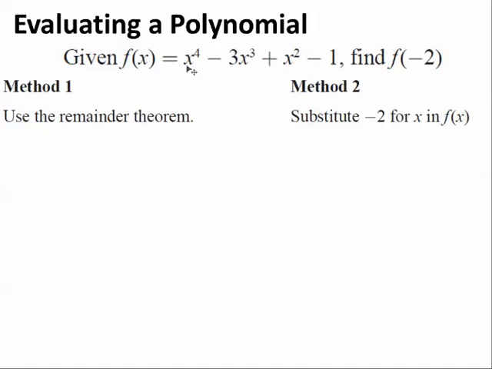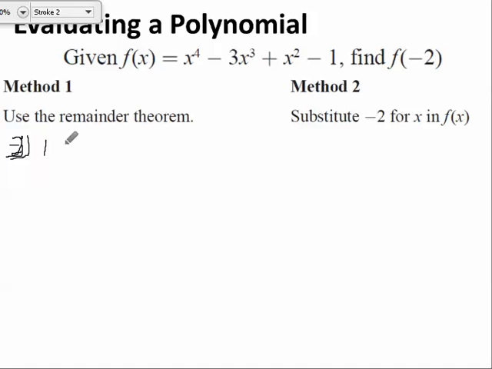Given this f of x, x to the fourth minus x to the third plus x squared minus 1, find f of minus 2. Well, how do we do that? I'm first of all going to do it with synthetic division, just because it is a little bit easier. So I'm going to say negative 2, and that's the one that goes in the box there. Then I'm going to write the coefficients.